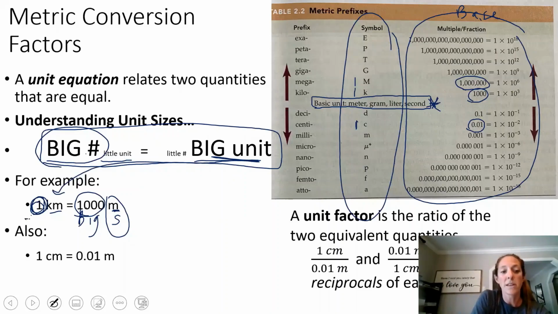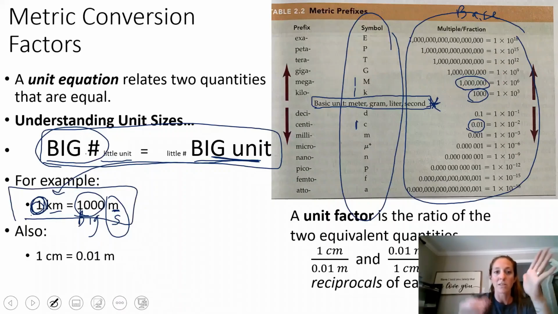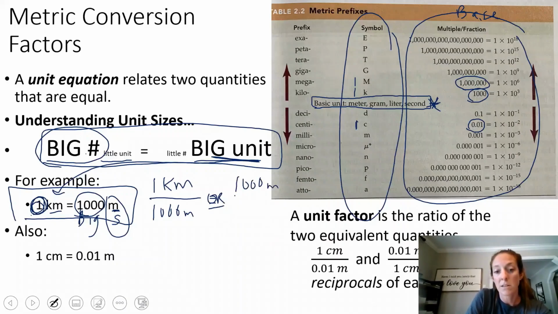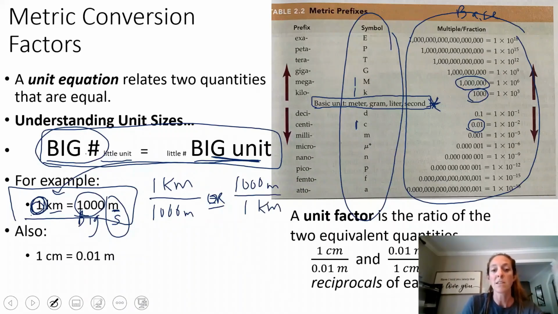Okay, so now once I know this comparison, these two quantities that are equal to one another, I can then write a unit factor. So I can say, okay, 1 kilometer is equal to 1,000 meters. Or I could also say 1,000 meters are in 1 kilometer. So these are the same thing, just flip-flop, just reciprocals of one another.